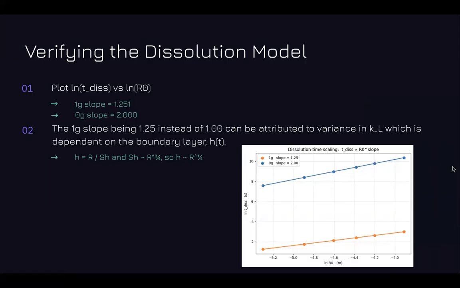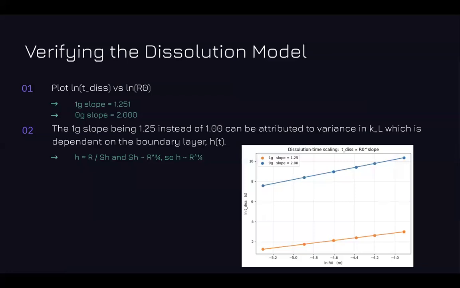So how did we verify our dissolution model? As I said before, we derived dissolution time equations from Noyes-Whitney dissolution kinetics. And from this, we know that in 1g, dissolution time is proportional to R, while in 0g, it's proportional to R squared. Therefore, we expect that when we vary R, the log of dissolution time against the log of R will adopt slopes of 1 and 2.